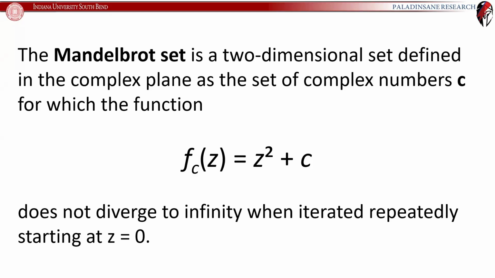So the Mandelbrot set is a two-dimensional set defined in the complex plane as a set of complex numbers c, for which the function f_c(z) = z² + c does not diverge to infinity when iterated repeatedly starting at z = 0. So we don't need to understand this to see that this is a propositional representation of the Mandelbrot set. It's a series of statements that defines what the Mandelbrot set is.